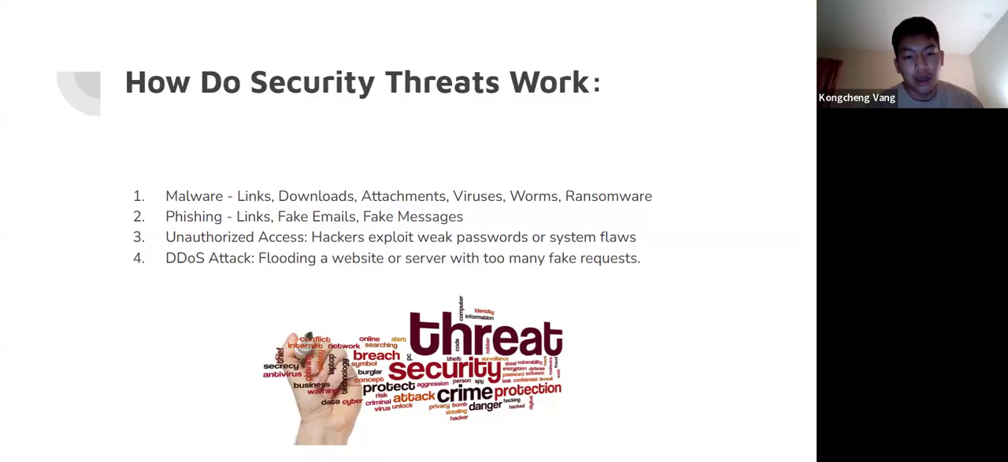Unauthorized access, hackers basically exploit weak passwords or system flaws, or sometimes use brute force until they get the correct password and get their way in. And DDoS attacks, they basically flood a website or server with too many fake requests, and their goal isn't to steal data, but their goal is to shut it down.